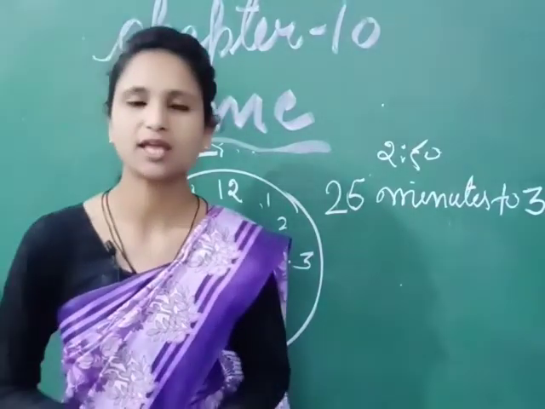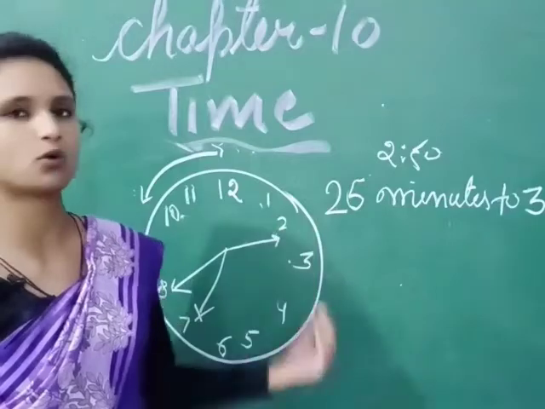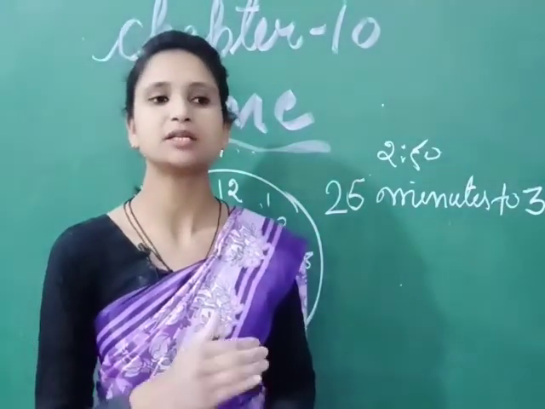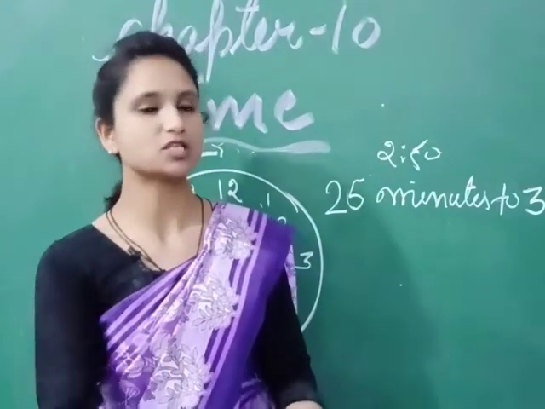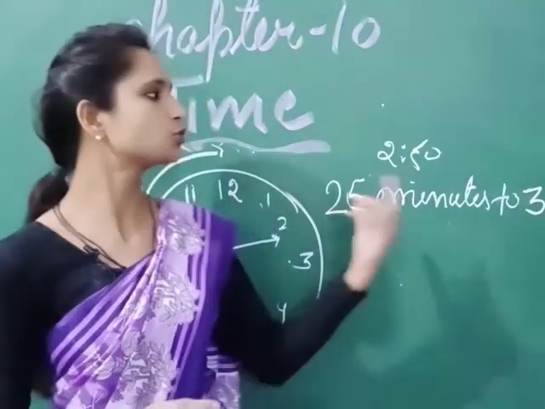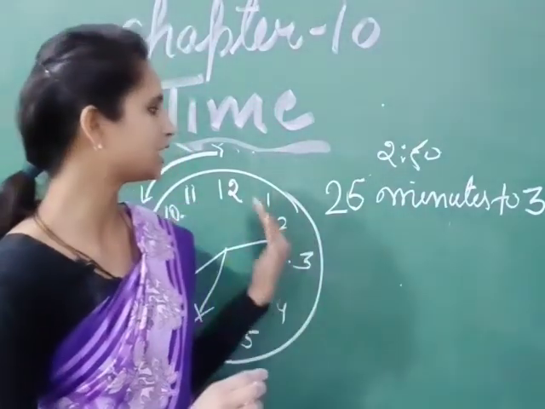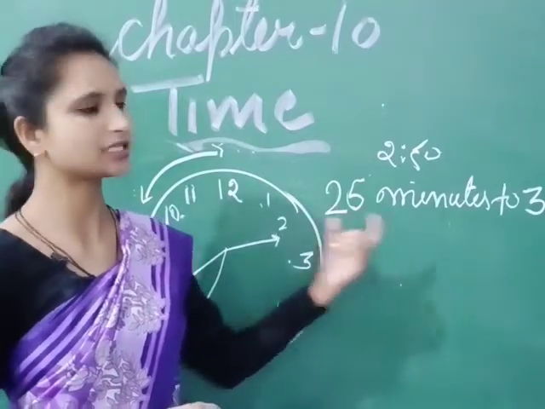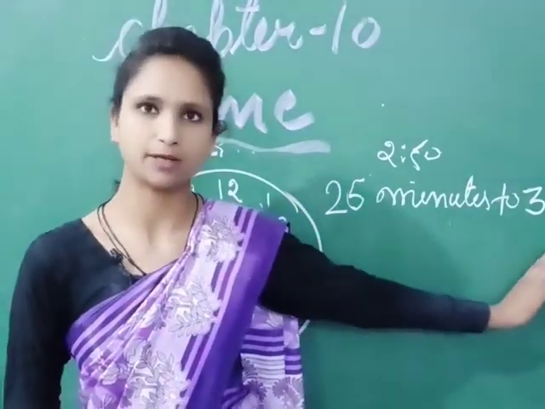So in this way we can write the time, or tell the time in this way also, minutes past or minutes to. Minutes past means 8:05 time has passed. And if we use minutes to, it means 20 minutes for 3 o'clock to strike, 25 minutes for 3 o'clock. So we say it like this. When we write it, we will say 25 minutes to 3.